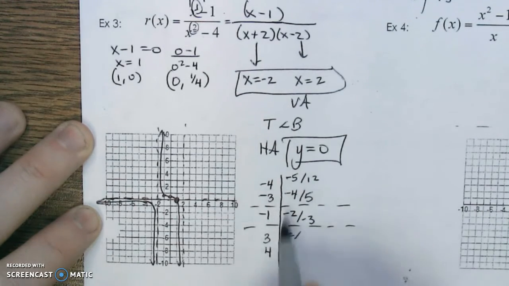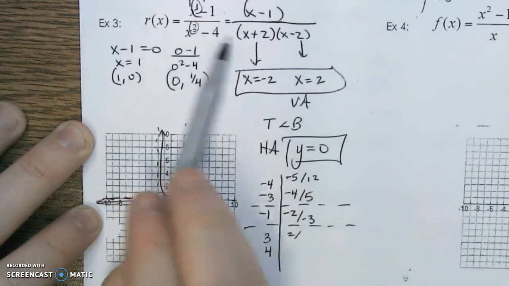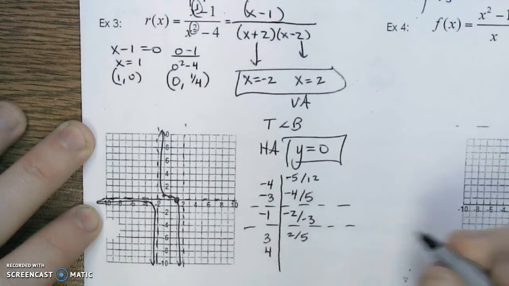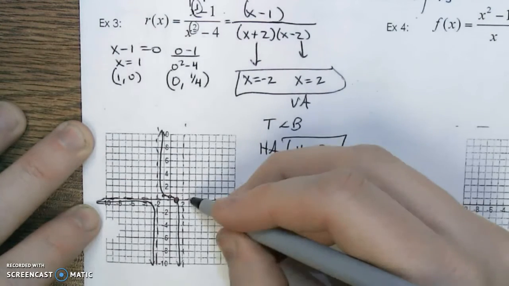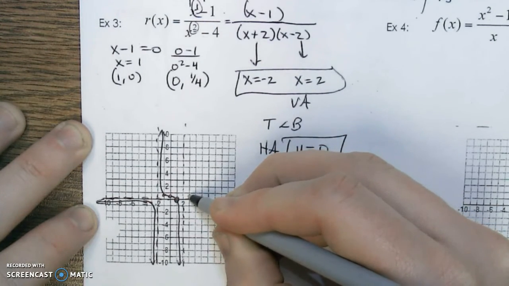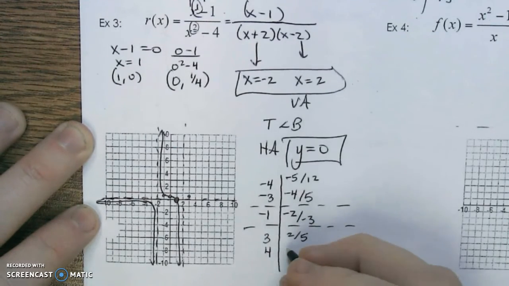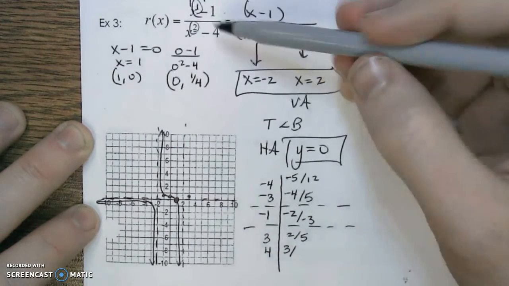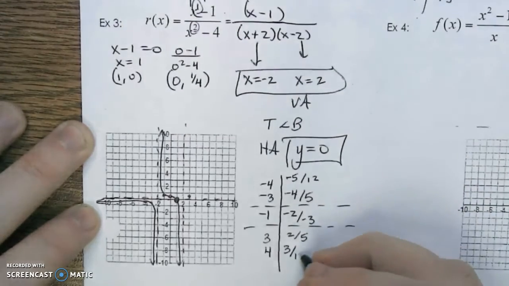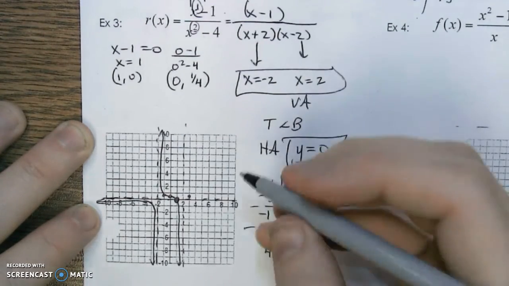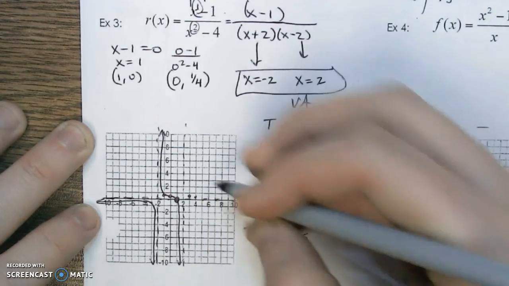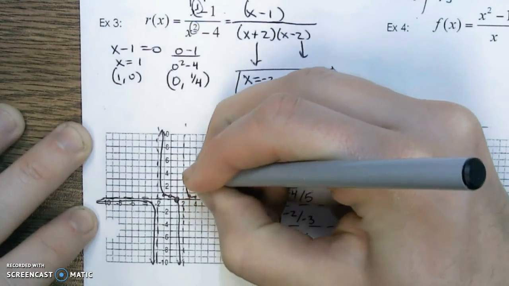If I plug in 3 on top, I get 3 minus 1, so 2. And if I plug in 3 down here, I get 9 minus 4, which is 5, so 2/5 for 3. So just above the dotted line. And then if I plug in 4, I get 4 minus 1 is 3. And then I get 16 minus 4, which is 12. So I'm getting 1/4 there. So again, these are really close to the dotted line.